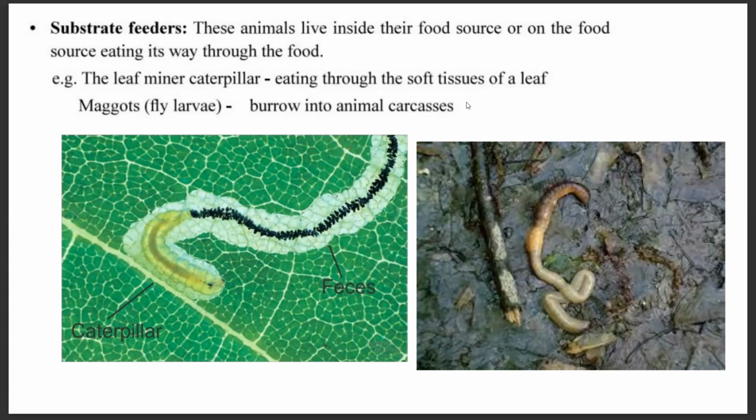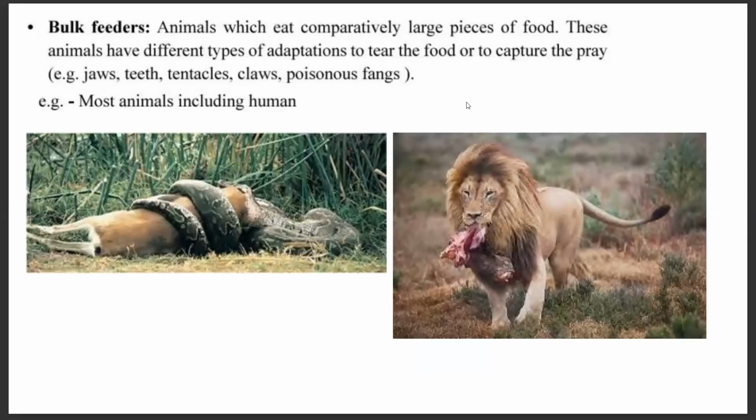Right. Next one, fourth one, bulk feeders. Bulk feeders means like the best example is human, right? We eat comparatively large pieces of food, right? And we have different adaptations to tear the food or to capture the prey.